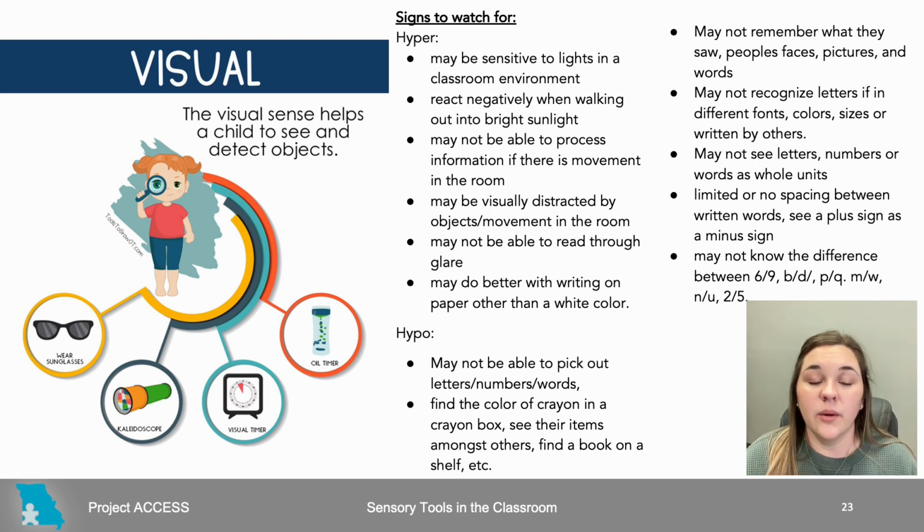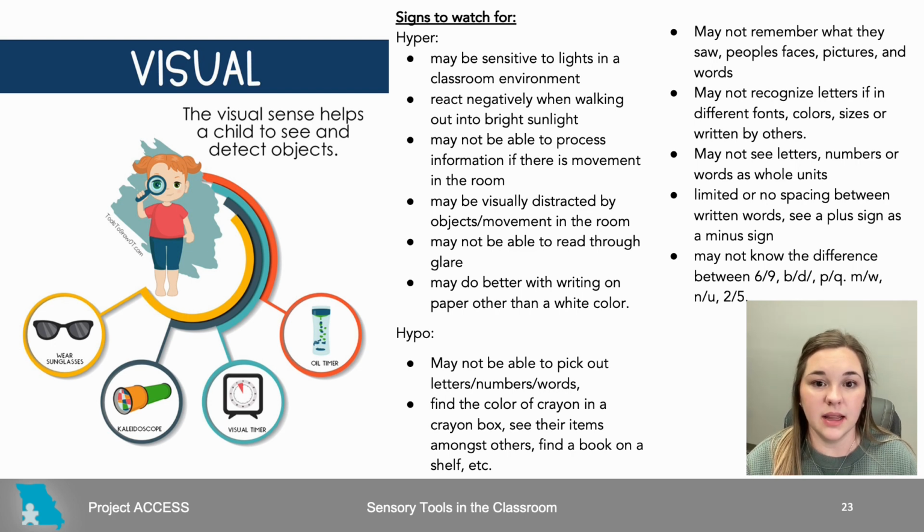If a student is hyposensitive to this area, they may not be able to pick out words, letters, or numbers, or find the color of crayon in the crayon box. They may not be able to pick out their item amongst other items, or find a certain book on a shelf. They may not remember what they saw, people's faces, pictures, and words, and they may not recognize letters if they're in different fonts, colors, sizes, or written by other people. There's a lot where this can affect their reading and written academic work.